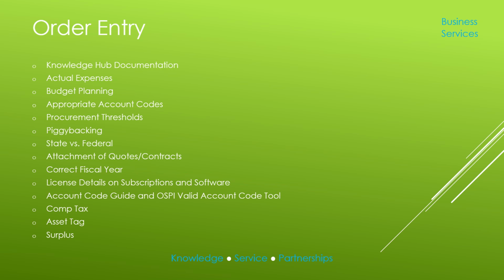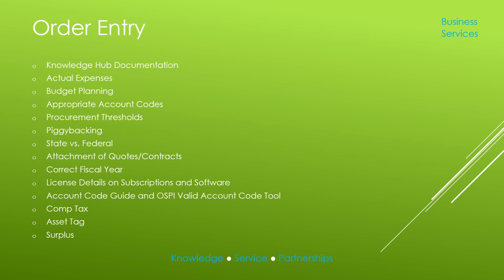Another good reference to keep handy when entering a purchase order is the account code guide. The current guide can be found on our Business Services Employee Resources webpage, along with OSPI's Valid Account Code tool. If you don't have access to an account code in cumulative, please use the tool to determine if the code is valid. If it's a valid code, contact the Director of Business Services and they will add the code in cumulative. Depending on your PO group, you may not have access to some codes.